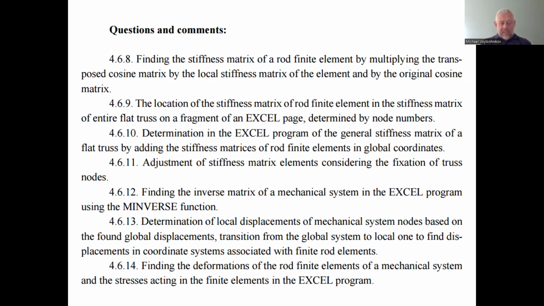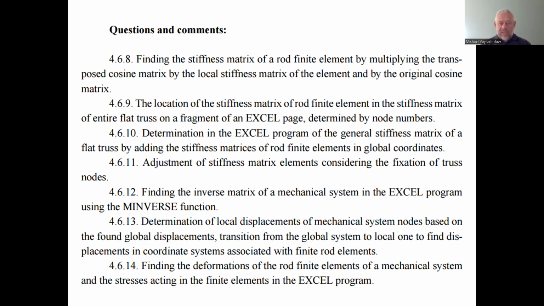4.6.11, adjustment of stiffness matrix elements considering the fixation of truss nodes. After finding the stiffness matrix of the mechanical system, we have to account for the fixation of truss nodes. To do that, we have to find the nodes and the direction of displacement not allowed by the support fixation. In these definite cells in the stiffness matrix, we have to type 1, just the number 1, and all other elements in this column and in this row, we have to type 0. This is the fixation of truss nodes.